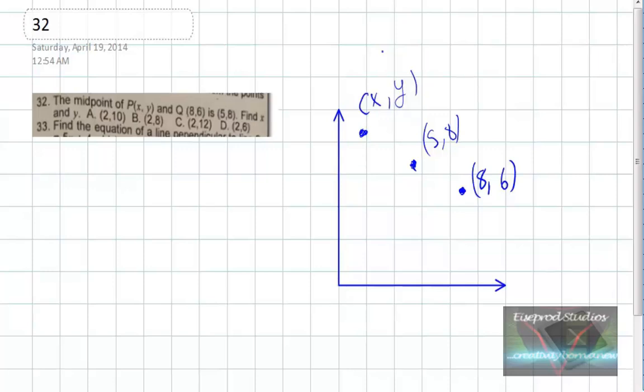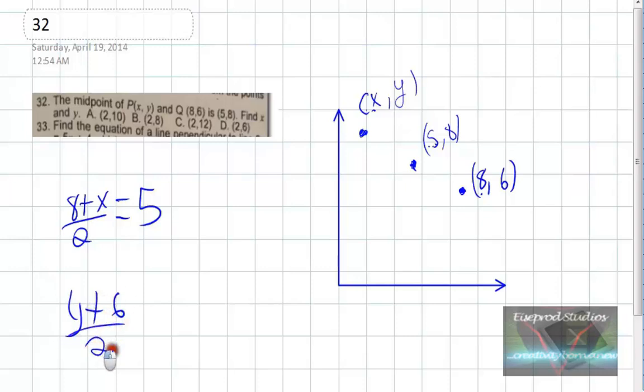So we can actually use the fact that this is a midpoint to solve for x and for y. By definition, this is literally the average of x and 8. So if I add 8 and x and I divide it by 2, I'll get 5 because it's the midpoint. And the same goes for the y values. If I take y plus 6 and divide by 2, then I'll get 8. So all I have to do now is solve for x and solve for y.